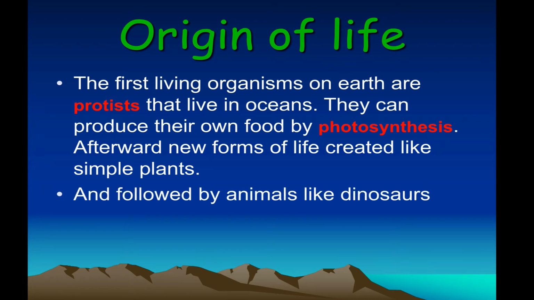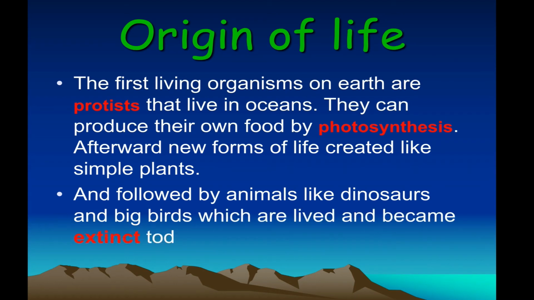And followed by animals, herbivores, then bigger animals, carnivores, which eat meat or other animals, dinosaurs, then big birds, which lived and now became extinct today. Extinct is when a population, a group of similar organisms, totally disappears from Earth.